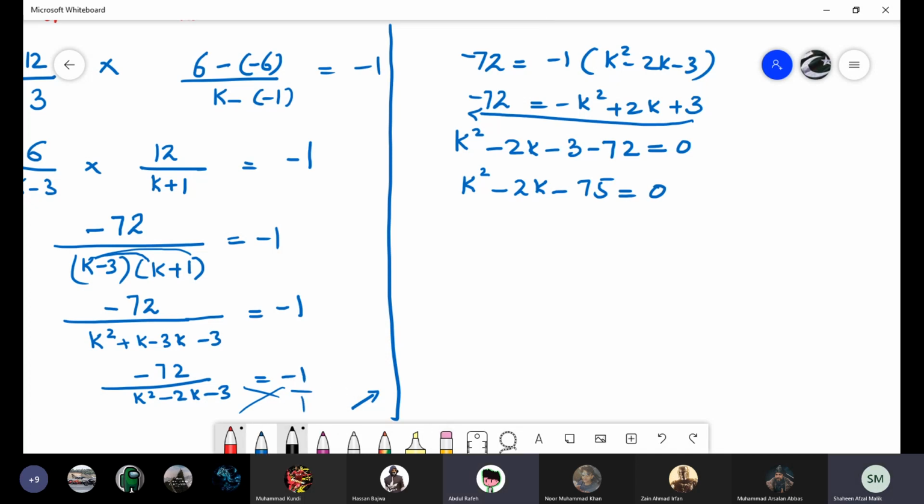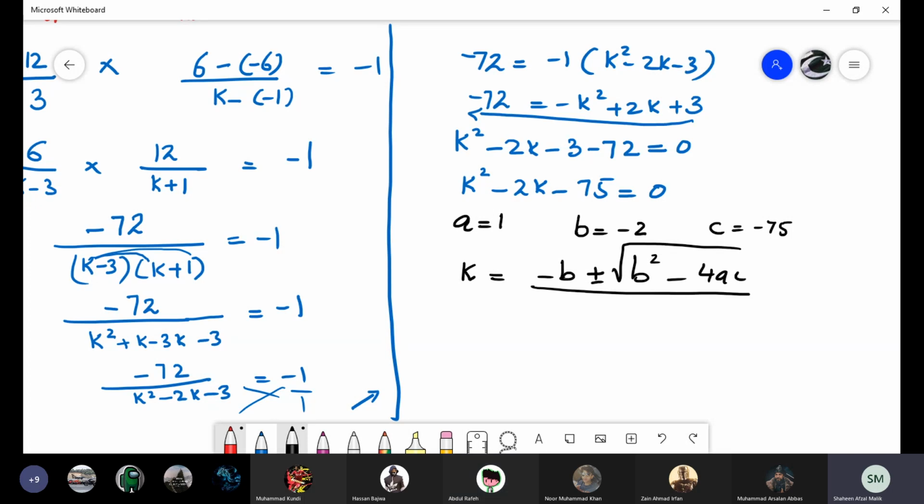Quadratic equation. So what will you do for the quadratic equation? How can you solve it? Formula: minus b plus or minus. So what is a here? a is 1, b is minus 2, c is minus 75. We use the formula because the unknown variable is k. So k is equal to minus b plus or minus the square root of b squared minus 4ac, over 2a.